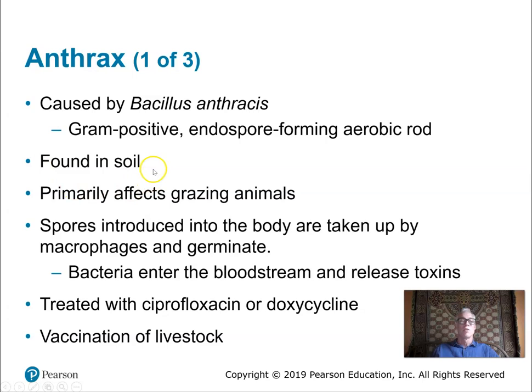Well, people can get anthrax. It's a common soil bacterium, Bacillus anthracis. It affects grazing animals. The spores are introduced into the body and taken up in macrophages, and then they germinate and start to multiply. Bacteria get in the bloodstream and release toxins. It can be treated with ciprofloxacin or doxycycline. The best way to prevent anthrax infections in people is to vaccinate livestock, and that's what's normally done in order to prevent the loss of the livestock, and also prevent the reservoirs for human infection.